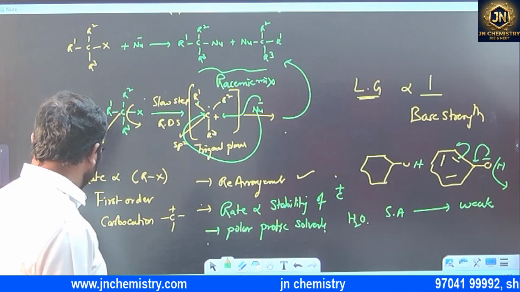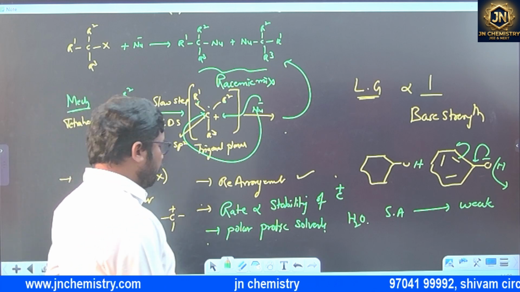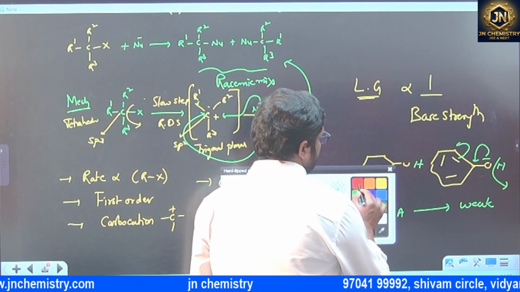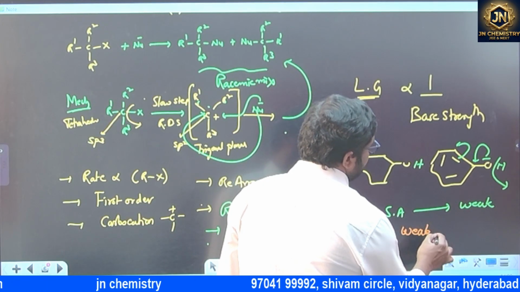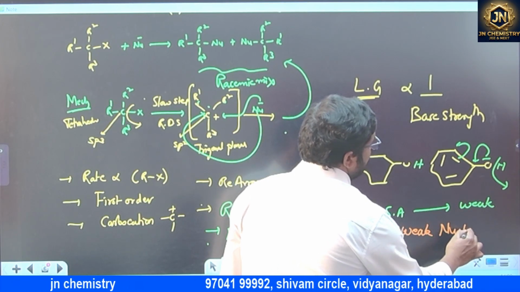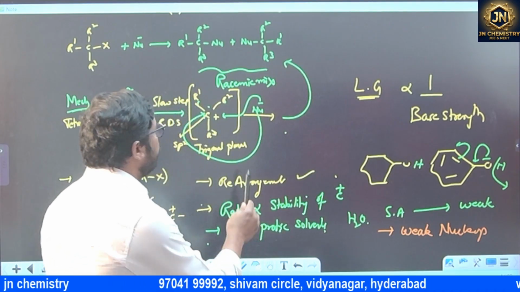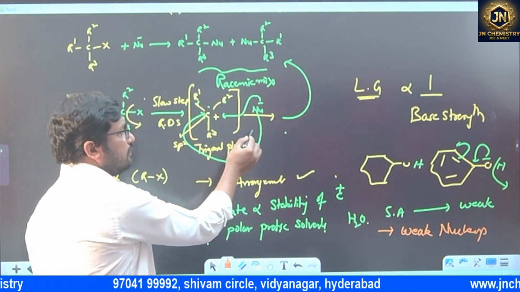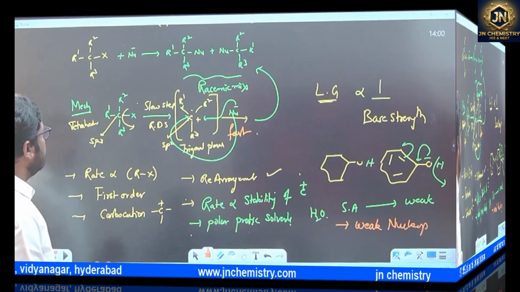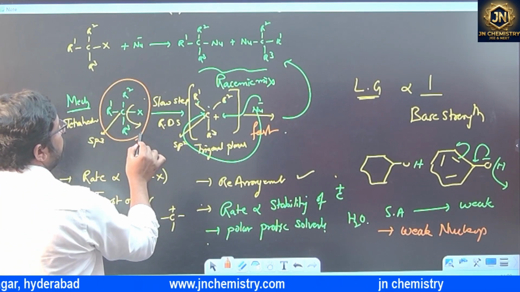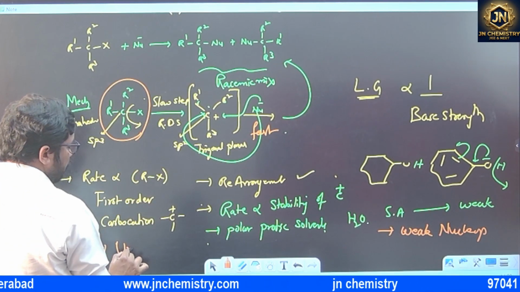Next, a weak nucleophile is favorable, because the nucleophile is coming in the fast step. Weak nucleophile is favorable. Because in the slow step only one molecule is participating, that's why we call it unimolecular.